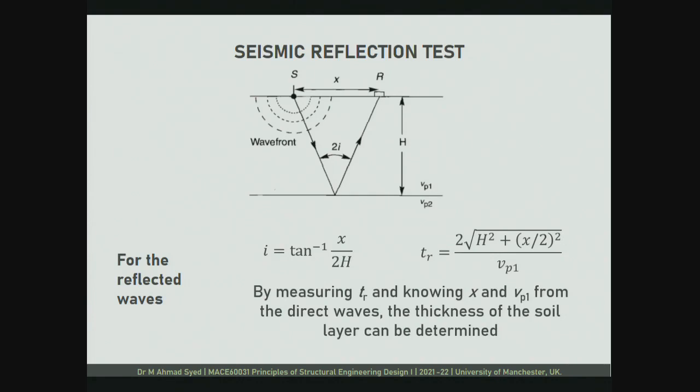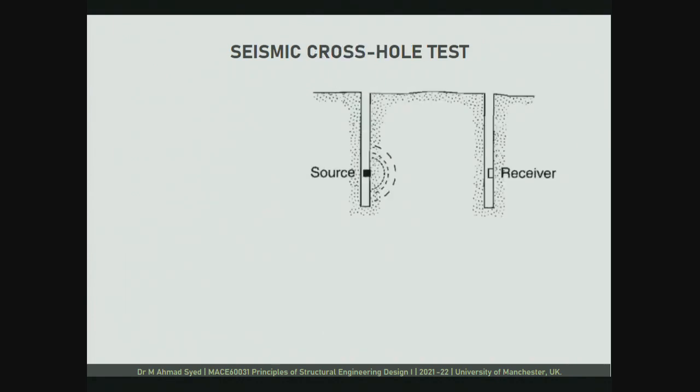You also have a slightly different way of doing these type of tests, where you have a combination of source and receiver, and that you do by using this method called seismic cross-hole test. In this, what we do is we create 2 boreholes in the ground, so I know the distance between these 2 boreholes, and in one borehole I lower a source and I lower a receiver in another borehole.